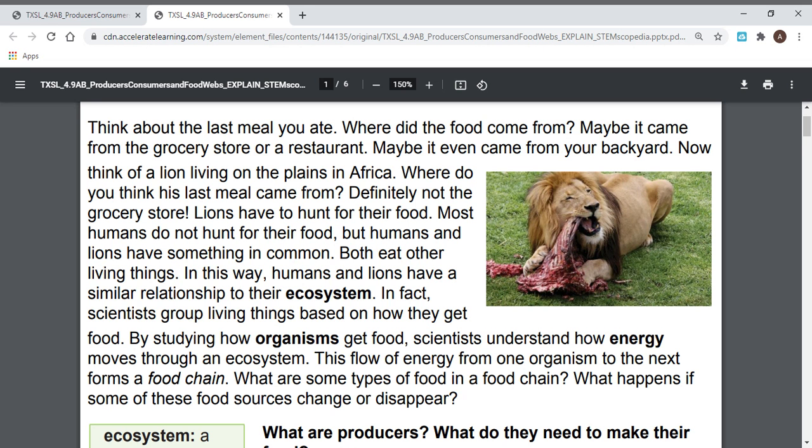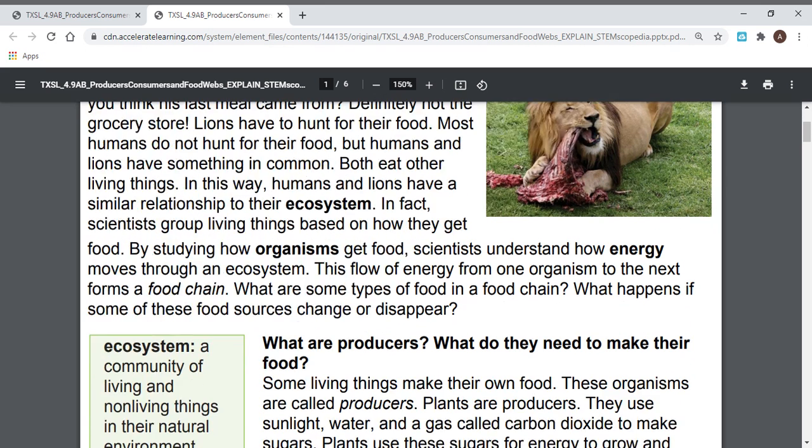What are some types of food in a food chain? What happens if some of these food sources change or disappear? This is very important to think about for this unit. So we're going to continue on reading.